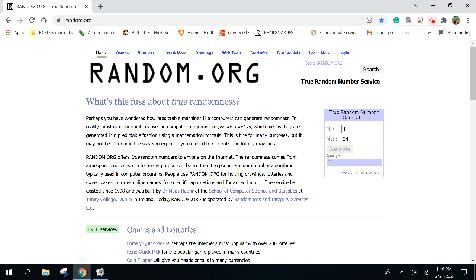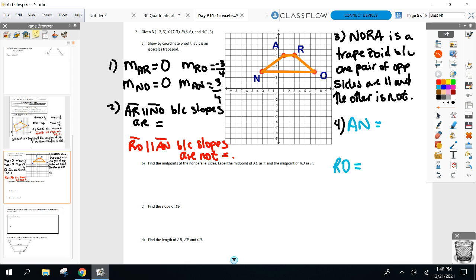What were the lengths of those legs? 5. Yep, everyone should have gotten the square root of 25. And then that would be 5. Yep, 5 and 5.